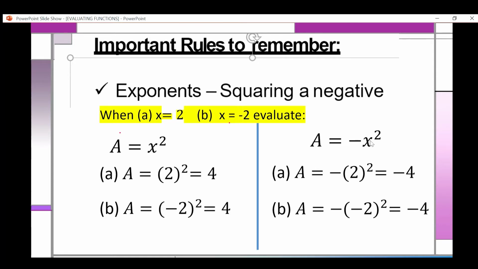Then for this one, negative x squared. Substituting 2, so 2 squared and we have the negative sign here. So the answer is negative 4. And for this one, replacing x with negative 2, I square that, so this becomes 4. Then the negative sign here. So simplifying, the answer is negative 4.